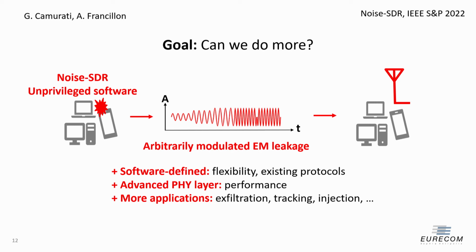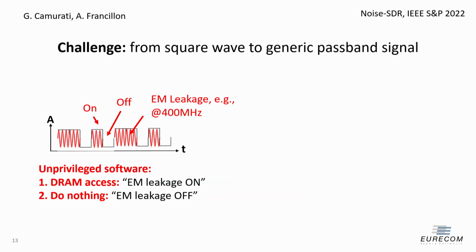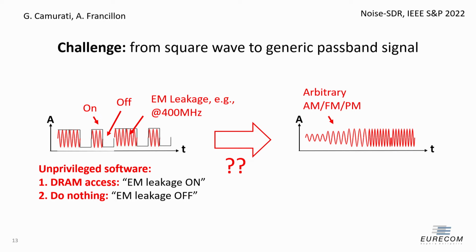More precisely, this requires trying to modulate the electromagnetic leakage in an arbitrary way, changing its amplitude, frequency, and phase, and doing that in a software-defined way so that we can be flexible, achieve high performance at the physical layer, and explore more applications. There is a big challenge to answer this question, and that is we have a very limited primitive. We can only basically turn the leakage on and off. We can access DRAM and create a leakage at 400 megahertz or not. On the other hand, what we want to do is generate an arbitrary sine wave at a certain frequency with the amplitude and phase that we desire.